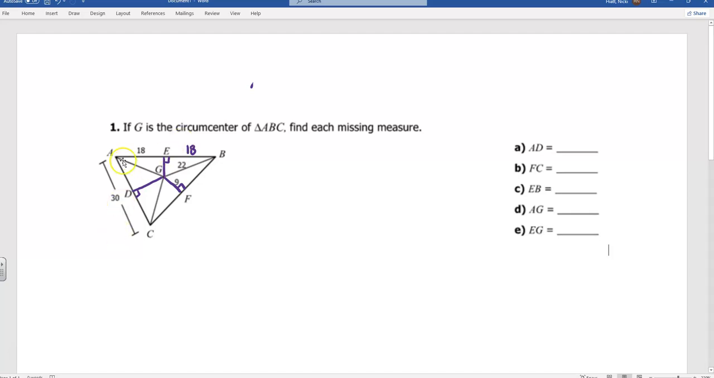What would the length of AD right here be? 15? Because it has to be half of 30, and this would have to be 15 here. DC will be 15 as well.